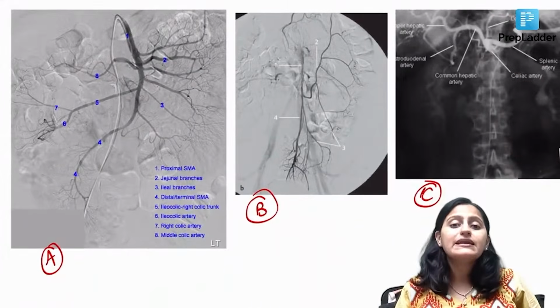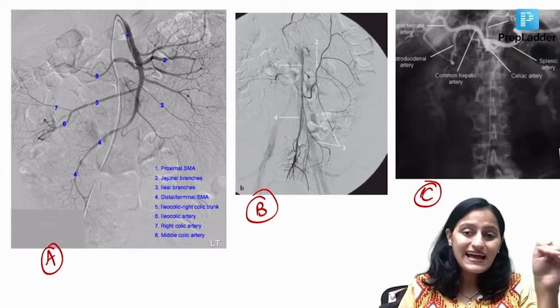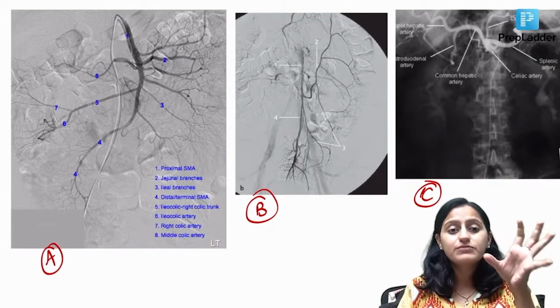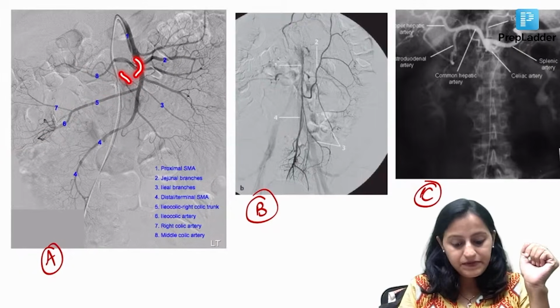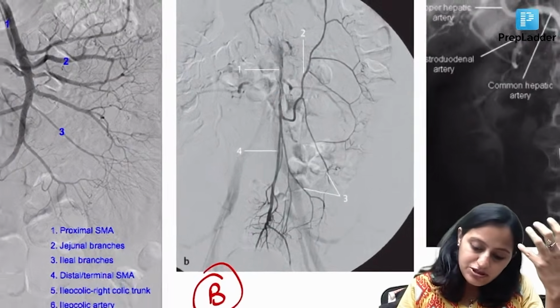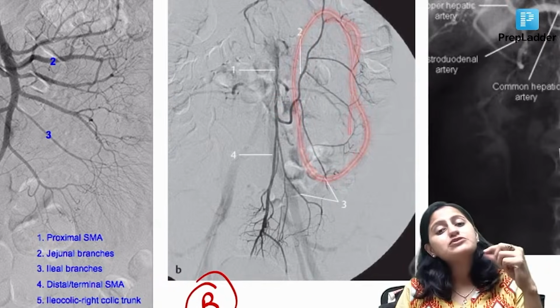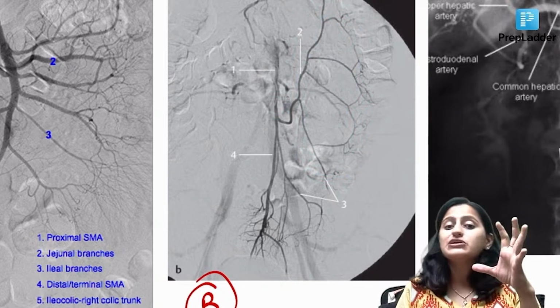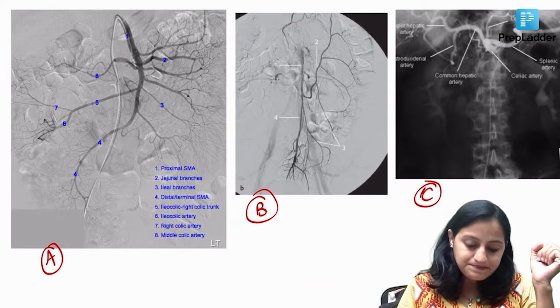Coming to SMA and IMA. Now we know that SMA and IMA supply the colon; the right colic and the middle colic come from the SMA. So if you see a branch coming on the right side, it is going to be the superior mesenteric artery. If you see that the majority of the branches are coming on the left side, those are going to be left colic branches, so that is going to be the inferior mesenteric artery. Is this clear with everyone?